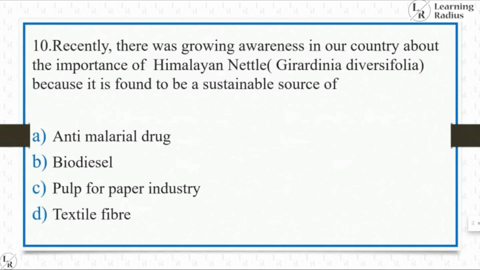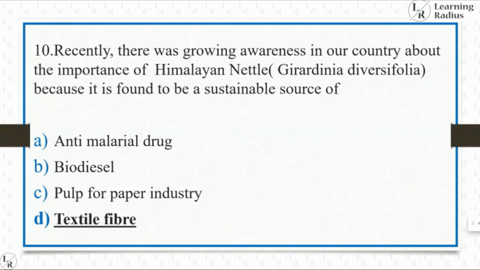Let's come to the next question. Recently, there was growing awareness in our country about the importance of Himalayan nettle, Girardinia diversifolia, because it is found to be a sustainable source of anti-malarial drug, biodiesel, pulp for paper industry, and textile fiber. Now here, it's a very direct current affairs question. It is found to be a sustainable source of textile fiber. The answer is D.